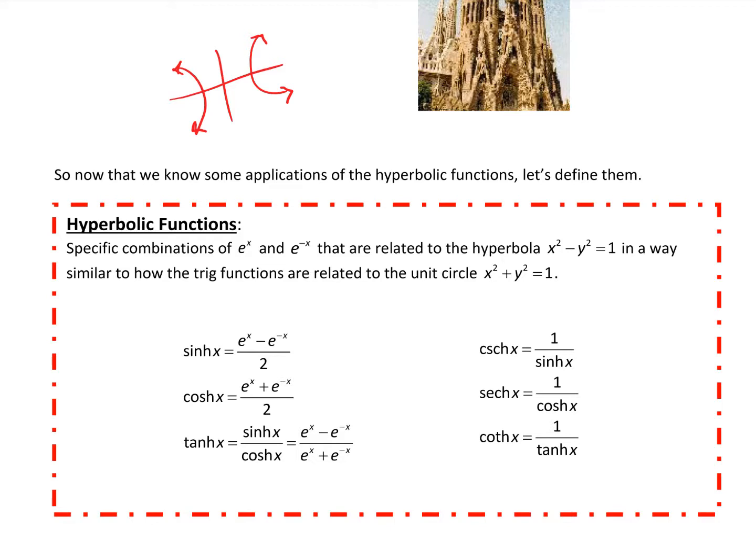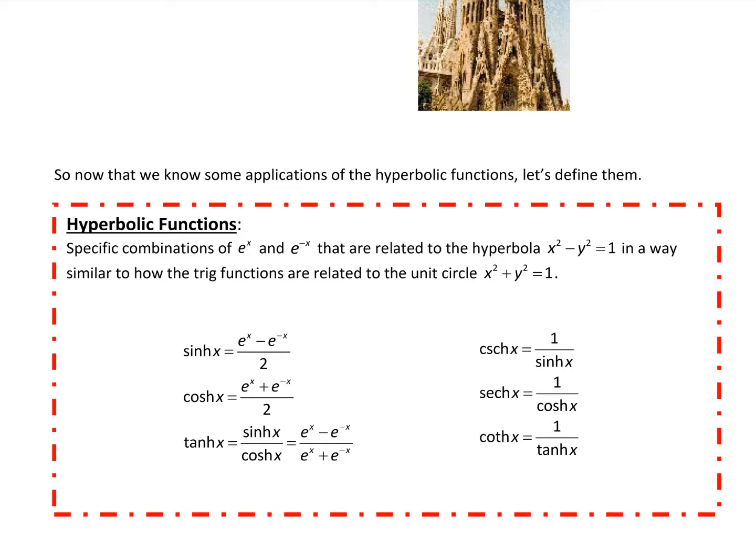It turns out that these specific combinations of e to the x and e to the negative x that are defined below are related to this unit hyperbola in a way that is very similar to how the trig functions are related to the unit circle. Remembering that sine and cosine are related to the unit circle, our now hyperbolic functions that I'm going to define are going to be related to the unit hyperbola. So that's where this name comes from. A little explanation of where it comes from, and then I will show you how it is related to the unit hyperbola after we've defined them.